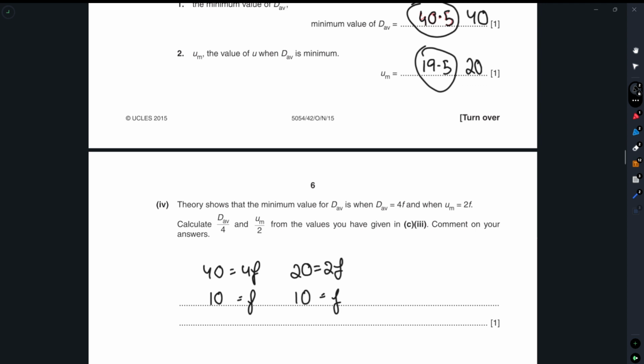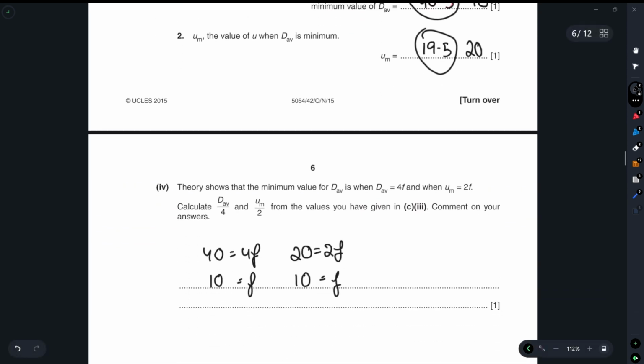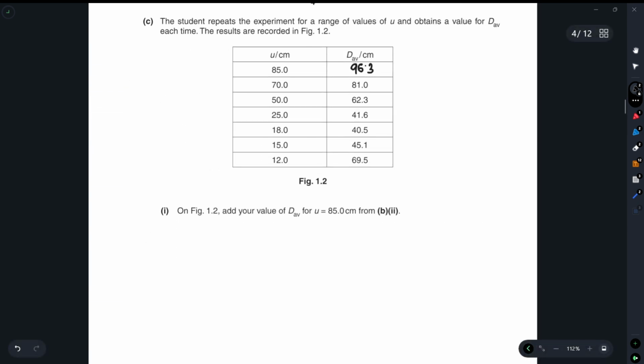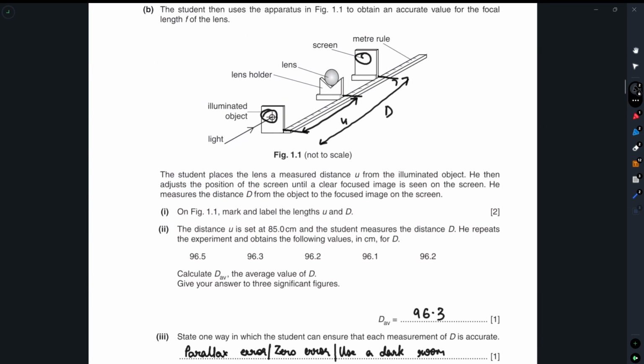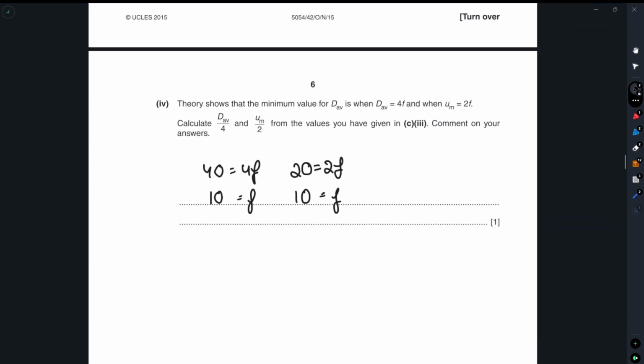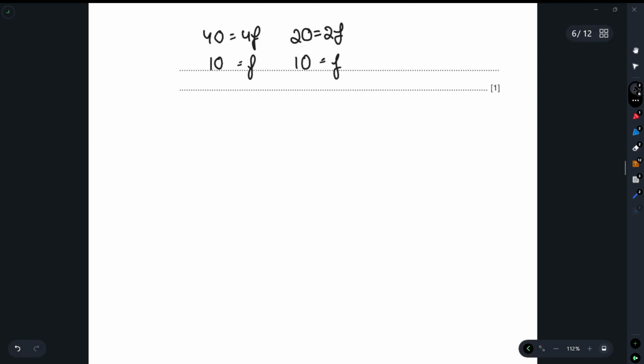So from the values you have in C3, given that the values are the same, do we have values of the focal length to compare with? So I'm going to say because DAV upon 4F and UM upon 2F are the same, I'm guessing our answers are going to be correct. Because the value of F using DAV is 10 and the value of F using U is also 10, we are going to say that because both the values are exactly the same, the correct value of focal length must be 10 centimeters.